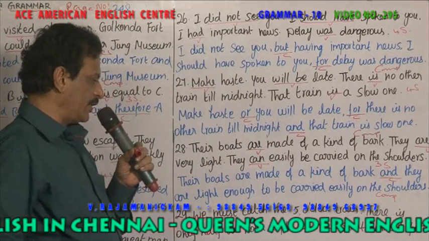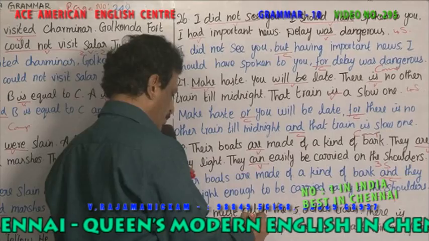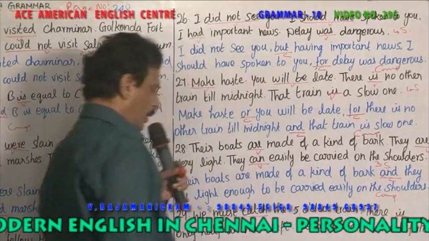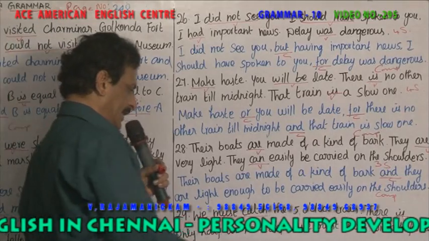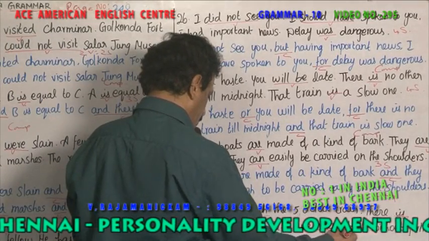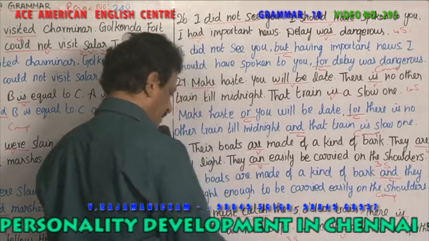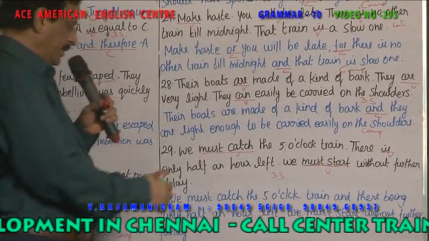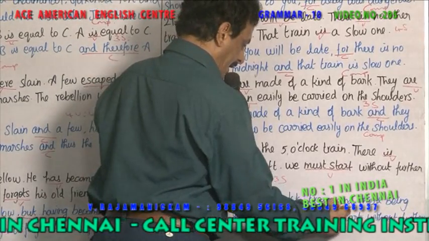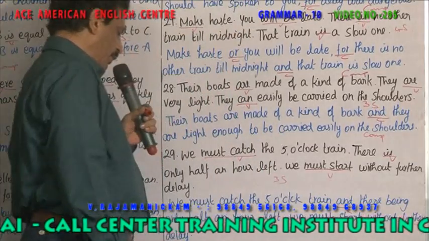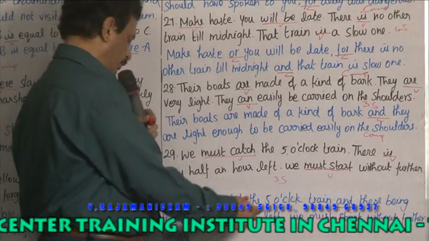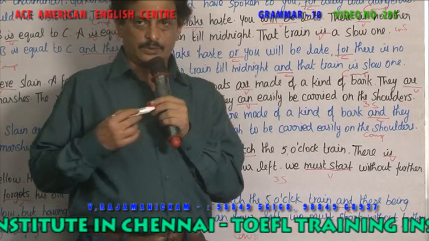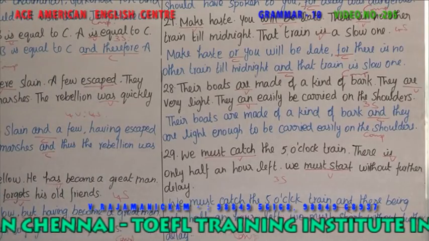We must catch the 5 o'clock train. Must catch is the verb. There is only half an hour left. Is a verb. We must start without further delay. So must start is a verb here. So 3 sentences. So how do you connect with the conjunctions and form a compound sentence? We must catch the 5 o'clock train, and there being only half an hour left, we must start without further delay. And is a conjunction. So this becomes a compound sentence. So using conjunctions, you are forming compound sentences.